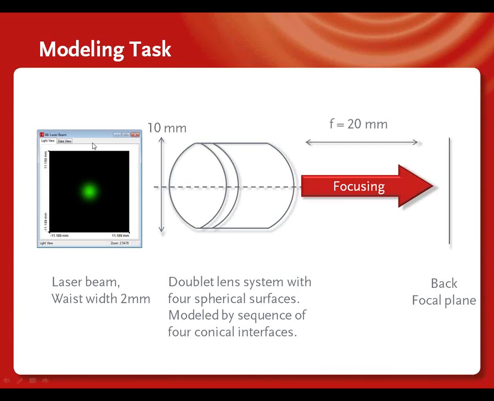We have a collimated laser beam with 532 nanometer wavelength. The width is 2 millimeters. And this collimated laser beam illuminates a doublet lens. This doublet lens consists of 2 spherical lenses. Every spherical lens has 2 spherical surfaces, and the lenses are made of different glasses. So we have 4 spherical surfaces, and these 4 spherical surfaces are modeled in VirtualLab by the conical interface. The doublet lens has a diameter of 10 millimeters, and the goal is to focus the light at a distance of 20 millimeters.